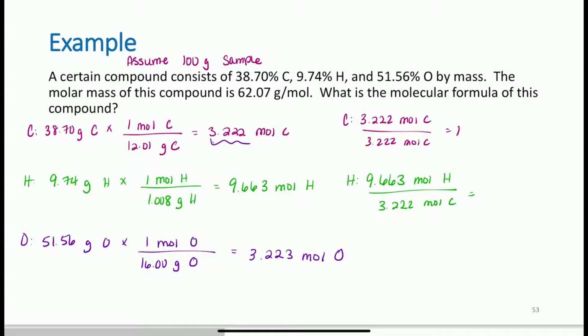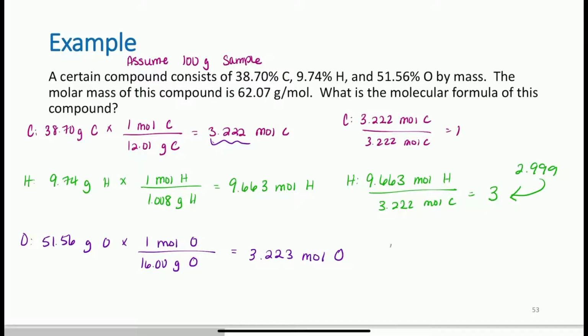And I know the answer will be 3. I don't know, I'm sure we have to round it. It's probably 2.9 something, but it's basically 3. Let's see, 9.663 divided by 3.222. Yeah, it gives me 2.999, but basically we have to round that up to a whole number, so 3.